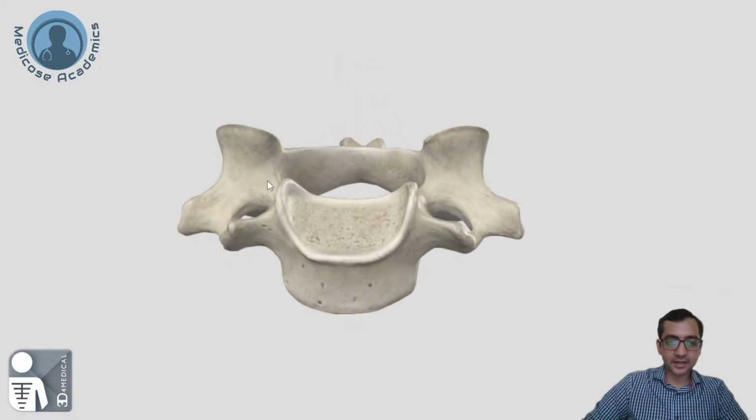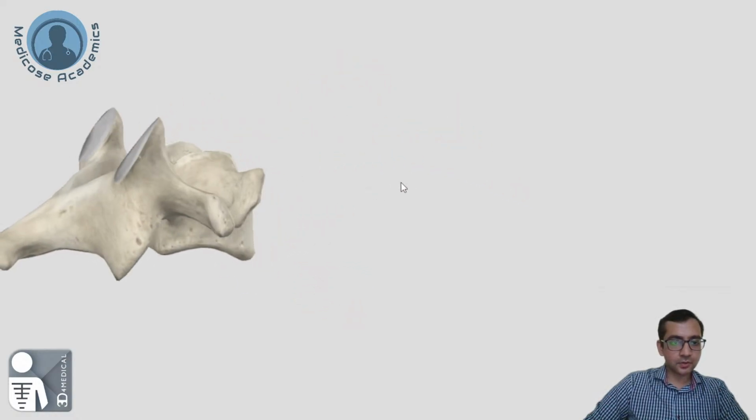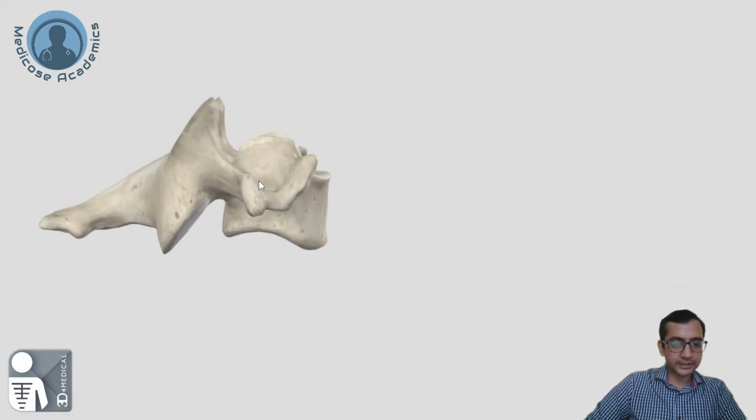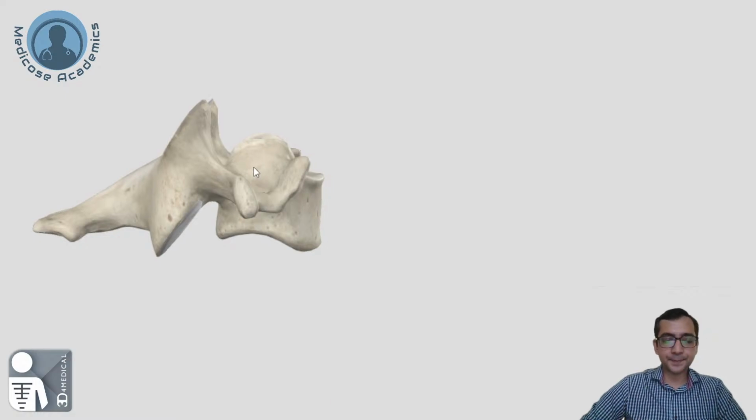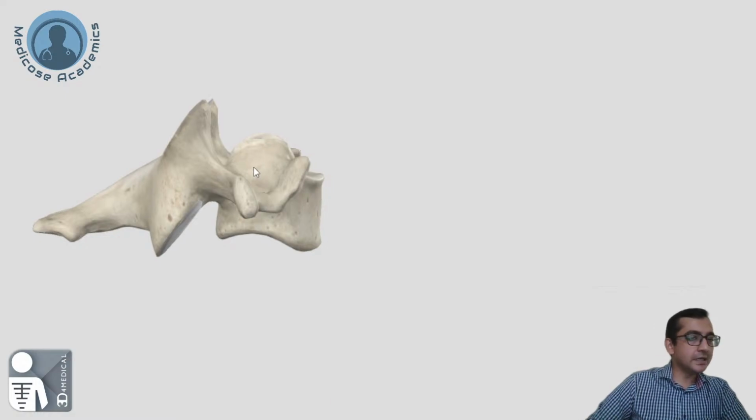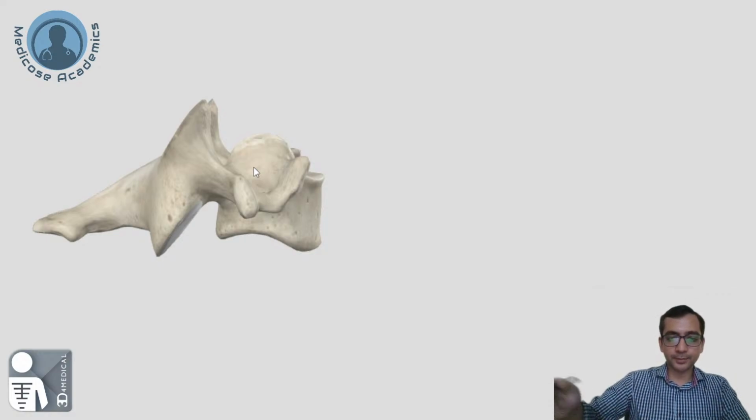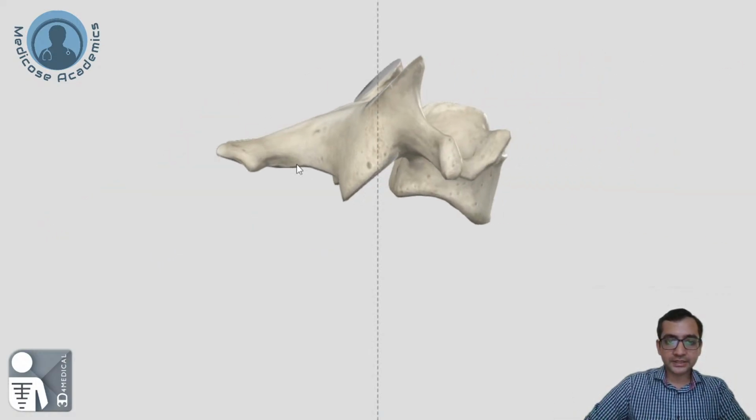Let's look at the side. Is there any slope or not? There is almost no slope. It is almost horizontal, so we will only say backwards and medially, unlike the thoracic region where we say backward, medial, and downwards. So this is it.